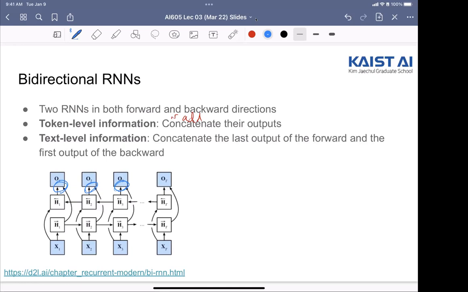If you do text level information, sometimes you concatenate the last output of the forward and the first output of the backward, which is also last, right, because it's backward. But this is very uncommon these days, as you will see in your assignment too. Again, you're going through a lot of layers, so it goes through a lot of corruption, even with a gating mechanism. It's more difficult to train the model, because the gradient flows through a very narrow and very long pipeline.